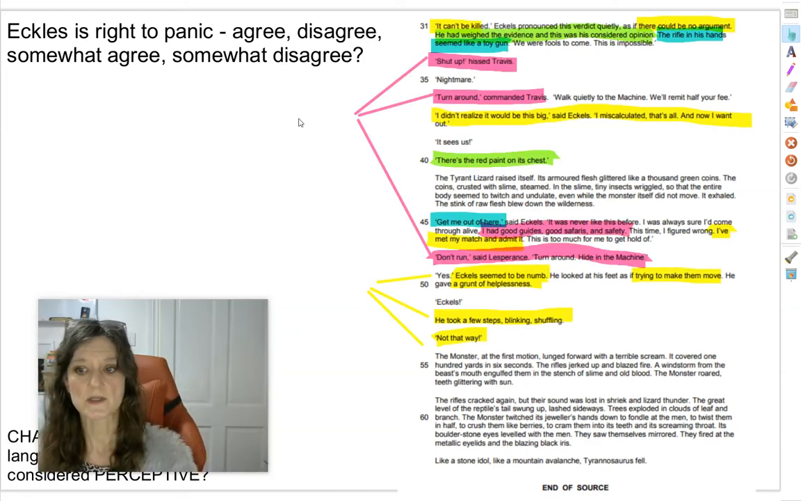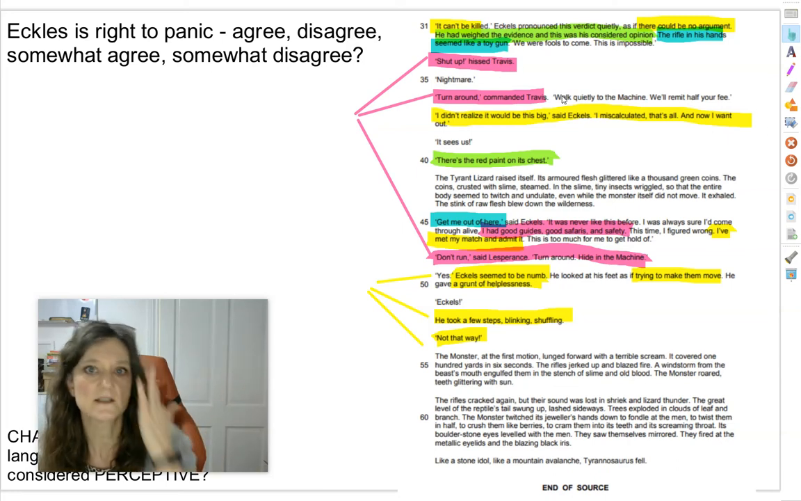Okay, these are some of the points that I picked out. So it's obviously everything that I didn't annotate for the other part of the statement. If we have a look here, I've got a few things going on. "It can't be killed." Eccles pronounces verdict quietly as if there could be no argument.